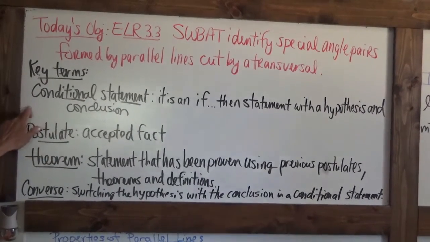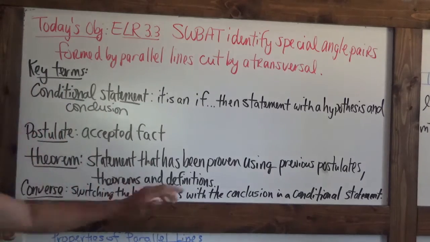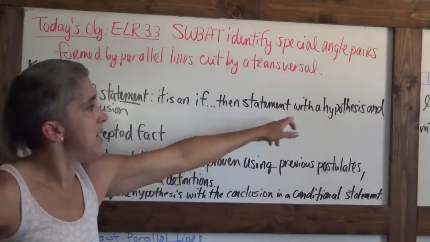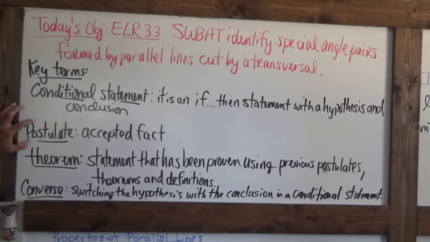So we have some key terms here. A conditional statement is an if-then statement. So in the statement you'll see an if and then a then statement. The if statement has a hypothesis and the then statement has a conclusion. We also have something called a postulate, which is an accepted fact.